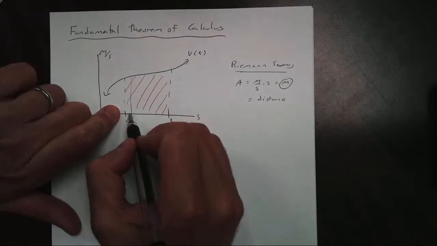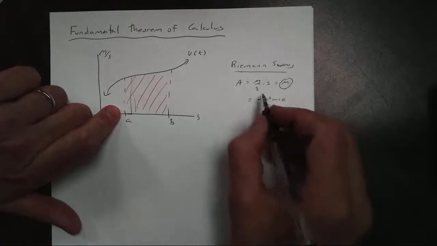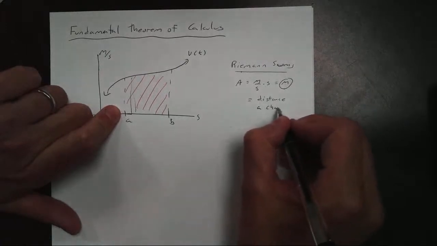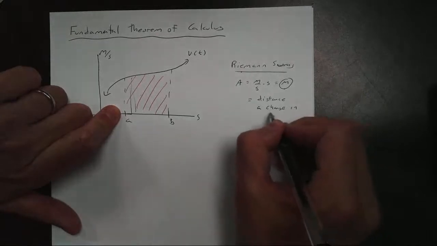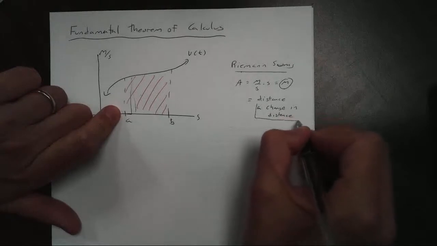Where the width is in seconds, the height is meters per second, and we get meters. So we get distance, or more importantly, a change in distance. And we're going to talk more about that in just a few moments.